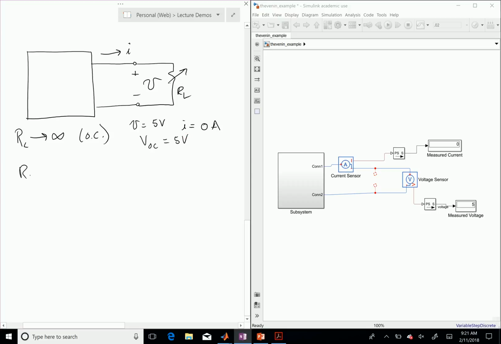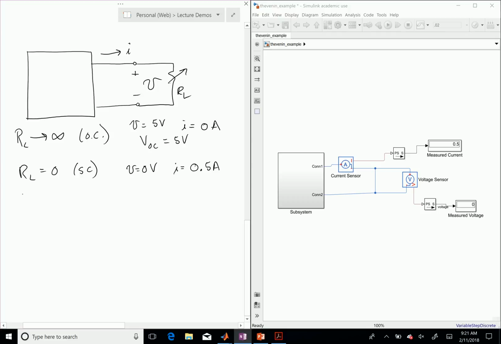So now let's do RL equal to 0, our short circuit condition. I can take these two leads and touch them together. Now the voltage has to be 0 because I basically put a wire there. So now I run this. The voltage is 0, just like we expected. So V equals 0 volts. I, on the other hand, is equal to 0.5 amps.